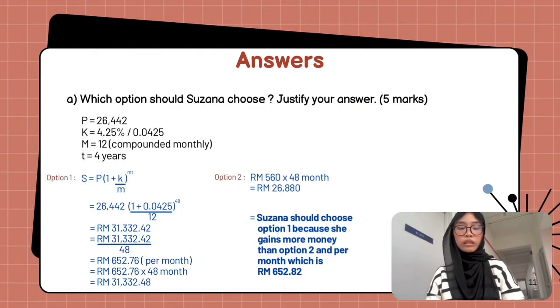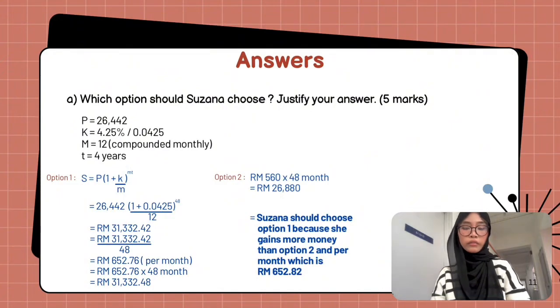So in option 1, Susanna can get 81,332.48. Meanwhile, in option 2, her parents can give her 26,880. So our justification is Susanna should choose option 1 because she gains more money than option 2, and per month it is 652 ringgit 82 cents.